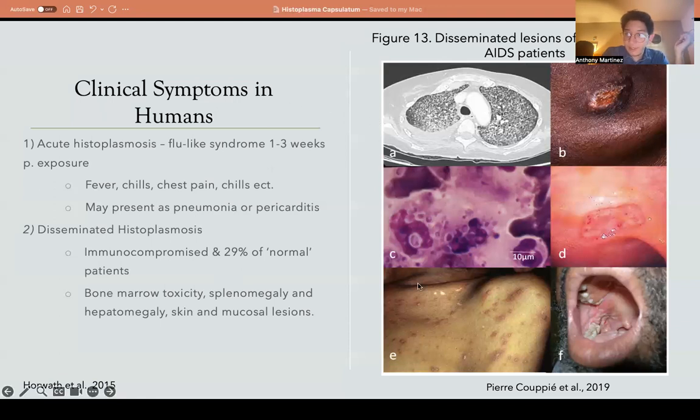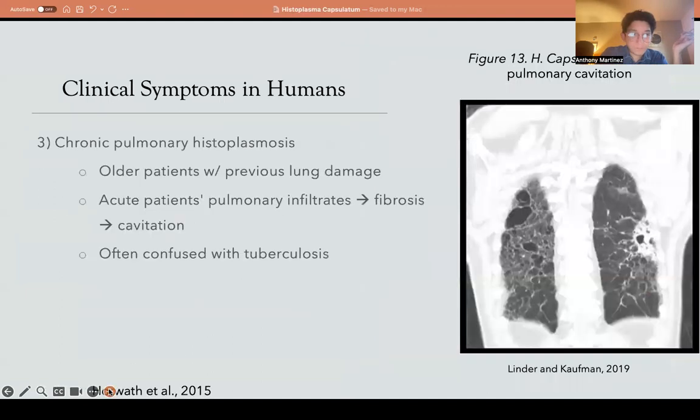And so this is a really good figure showing these lesions in AIDS patients. You can see here, I believe this is the lung parenchyma, where you can get this cavitation of the lung. Here are some lesions. These are internal mucosal lesions. You can see those here as well. Yeah, so it can be pretty gnarly.